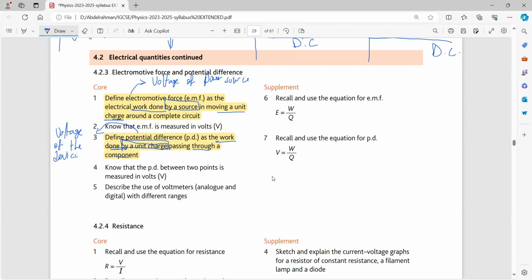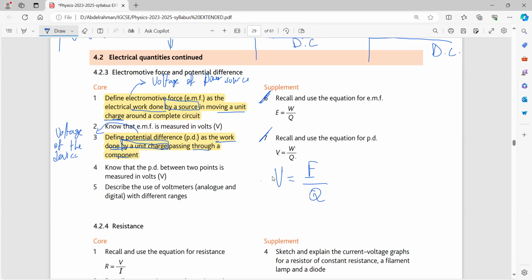Potential difference and electromotive force are measured in volts, but the only difference is one of them is the work done by a source, the other one is the work done by a unit charge. What's the work done unit? I forgot. Work done is energy, so it's joules, right? Yes, that's why you need to know how to calculate voltage. Voltage is equal to the energy divided by the unit charge.